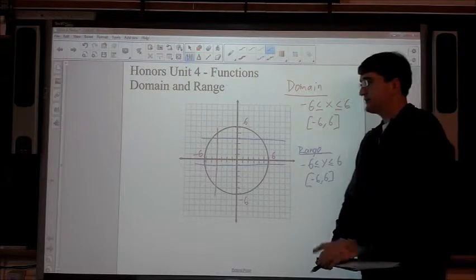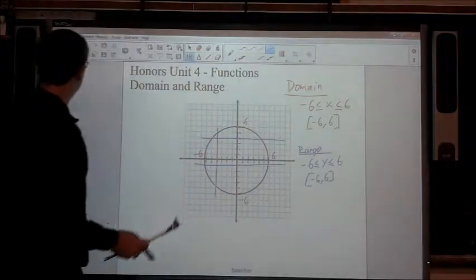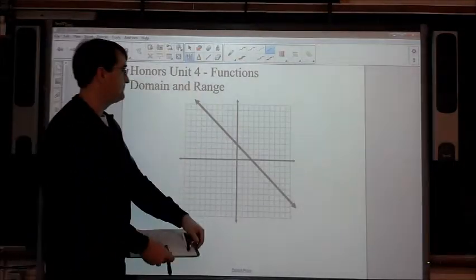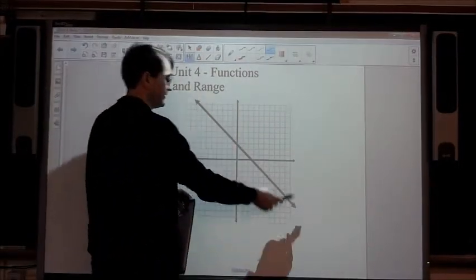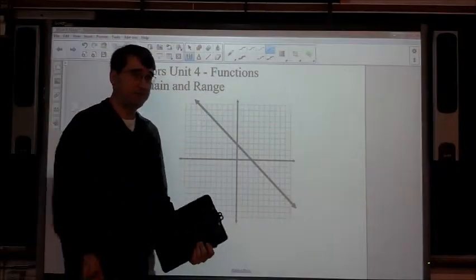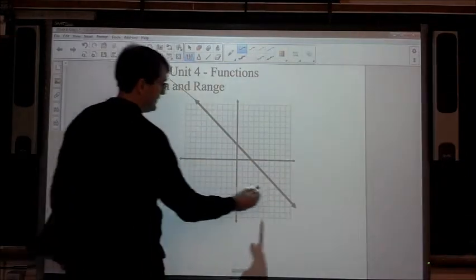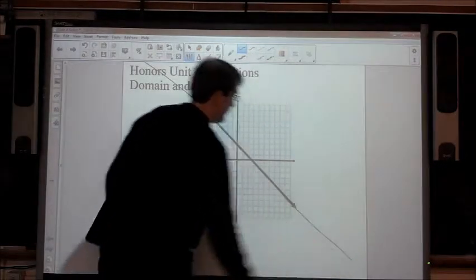Now this is a circle. Circles are easy to understand. It's everything in there. The next graph, though, is a little bit more interesting, because we have a line. The important pieces are these arrowheads. What this is showing is that the line continues on forever in both directions. It continues forever this way, and it continues forever this way.